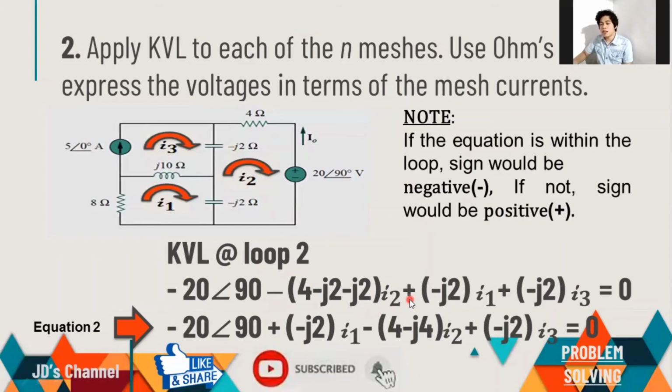And its neighbors, which is positive, are I1, with its component negative jI2, so negative jI2, I1, plus. On the other side, it is also negative jI2, which is our I3. So negative jI2, I3 equals 0. And then let us simplify this, class. We will get this. Okay?